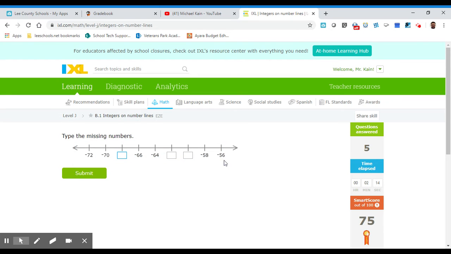Okay, so we're not going by ones anymore because if you go down here, you notice from negative 56 to negative 58, it's a groups of 2, right? Skip counting by 2s. So this would have to be negative 60. If we're skip counting another group of 2, this would be negative 62. Negative 64, negative 66, negative 68.